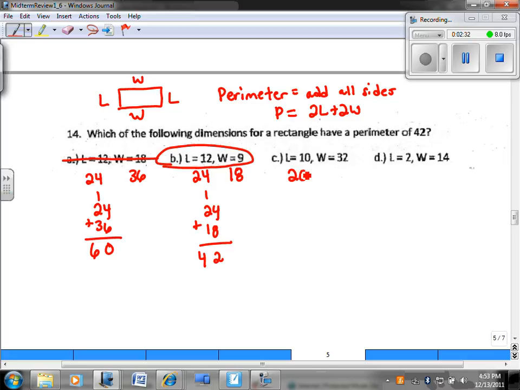2 lengths would be 20. 2 widths would be 64. But we can stop here. 64 is already too big, so we know this one isn't going to work. 2 lengths would be 4, and 2 widths would be 28. 4 plus 28 is, let's see, 12, carry my 1, I've got 32. Not big enough, so this one doesn't work.